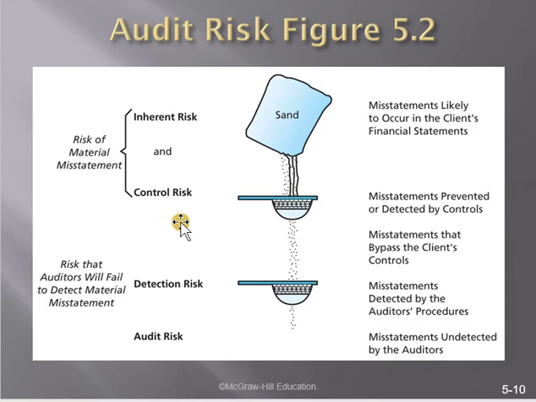Now, the first level of defense is your control risk. Misstatements are prevented or detected by control. You have internal controls that may catch some of these issues so you can address them. But some of those issues still get by the internal control process, and that's when you have misstatements that bypass the client's controls. These misstatements are detected by the auditor's procedures. The auditors will pull samples, look at material, and do another assessment. The items that get past the auditor's procedures are misstatements undetected by the auditor.